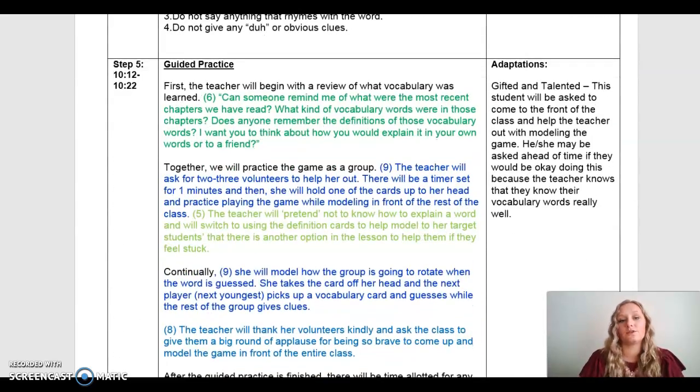Moving on, so guided practice. Here I have my scaffolded questions to promote higher order thinking, Bloom's taxonomy kind of questions. I'm asking, can someone remind me what were the most recent chapters we read? And then moving on, what kind of vocabulary words were in those chapters? Does anyone remember the definitions of those vocabulary words? I want you to think about how you would explain those words in your own words to a friend. So that's kind of snowballing and getting more specific for students to have that higher order thinking.